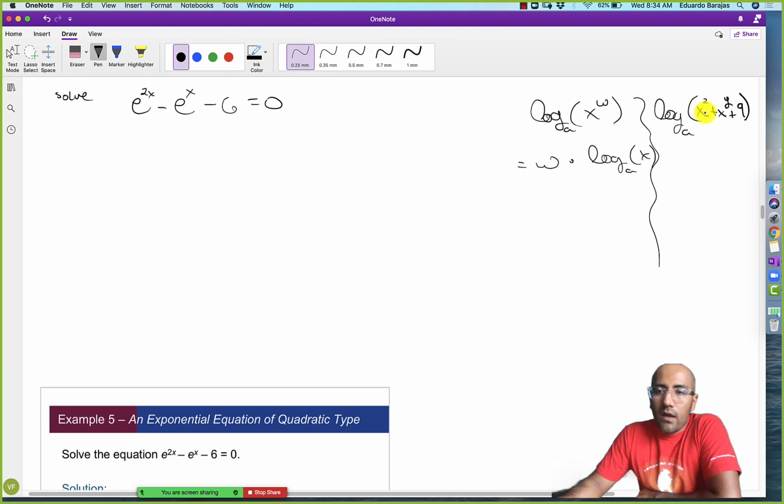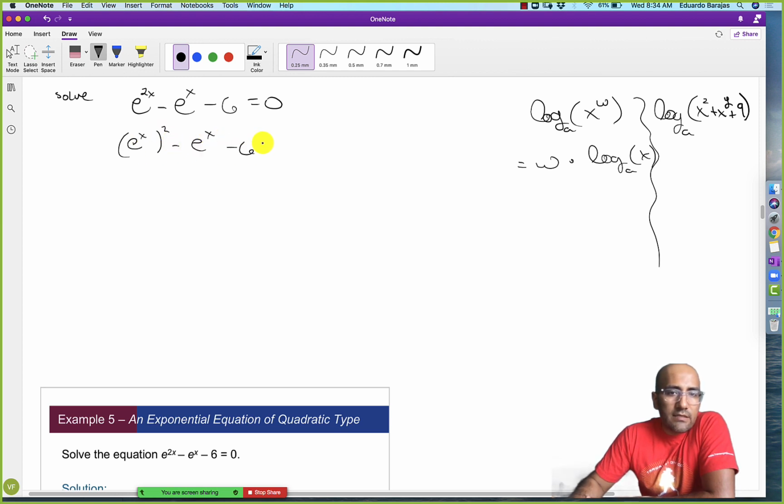And also, we're not allowed to bring this 2 out in front, or this y, or rewrite this as a 3 squared and bring out the 2. Right? We can't do any of those things. So none of that is helpful right now. So what we have to do is realize that this one is a quadratic in disguise. This is e to the x squared minus e to the x minus 6 equals 0, right?